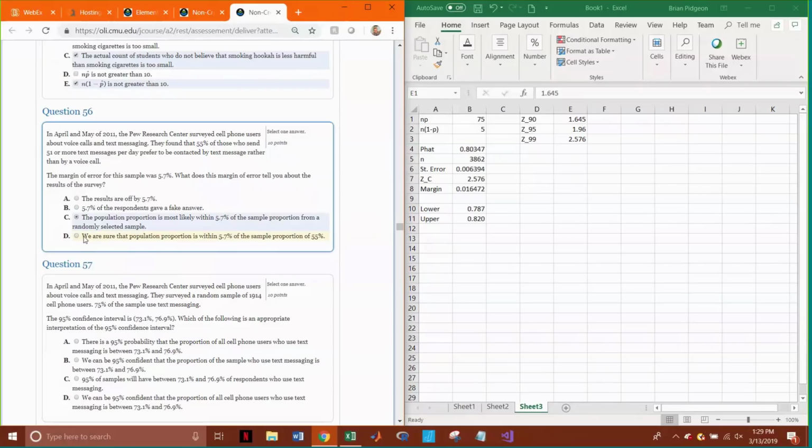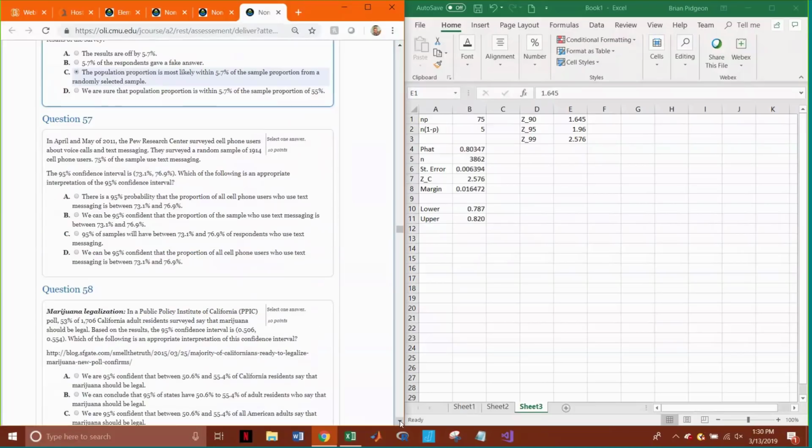And if you look at D, it kind of makes sense, but the idea is that it says we are sure. We can't really be 100% sure, so that's important to think about with these questions, making sure you pay attention to the wording of everything. All right, 57.